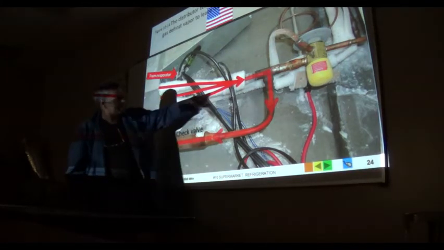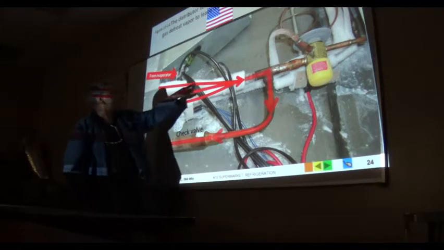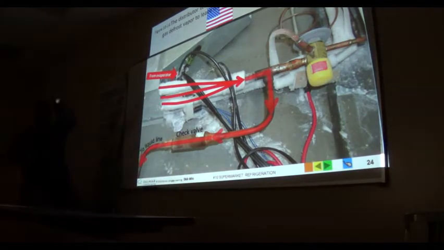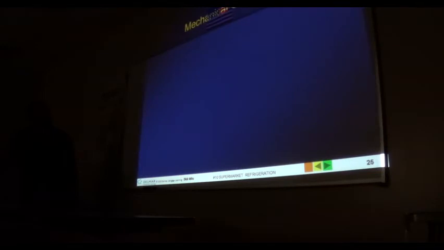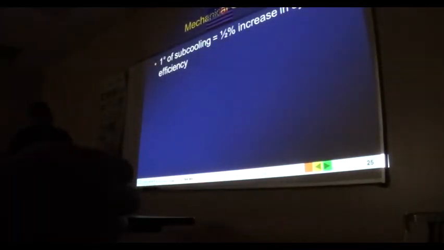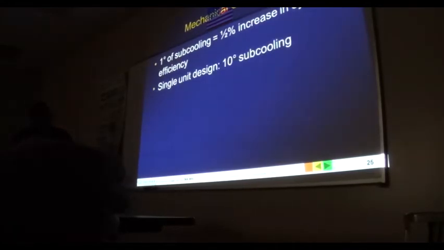See, coming out right here, these are supposed to be my distributors, I should think. Yeah, it's some of that copper tubing that comes off of that distributor. But I guess when the ice melts, we'll see, right? It says that's when it's going into hot gas defrost. Yeah, it goes the other way.